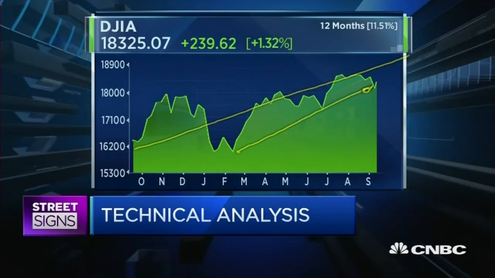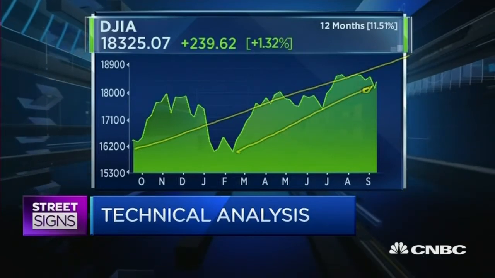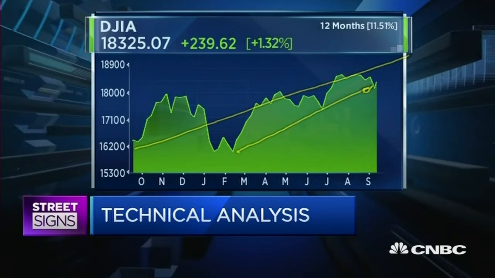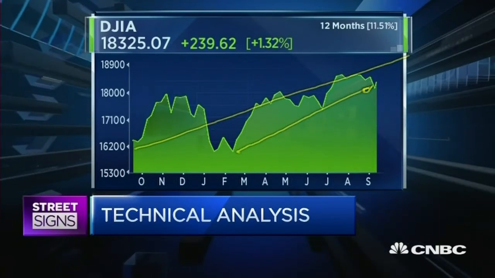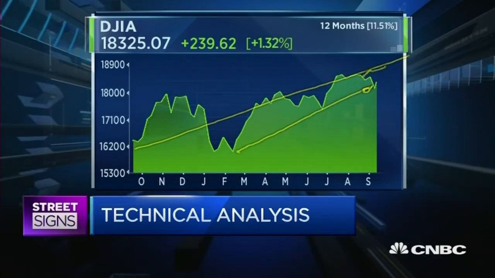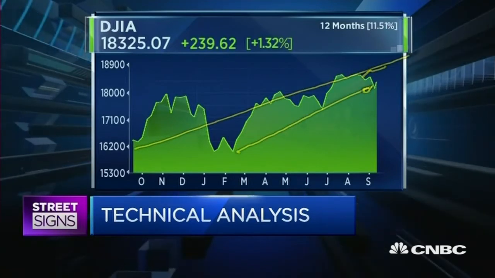And we said back in August that the breakout above this 18,000 level was a weak breakout. It wasn't well supported, and it would run into resistance from this long-term trend line. That's an ascending wedge.